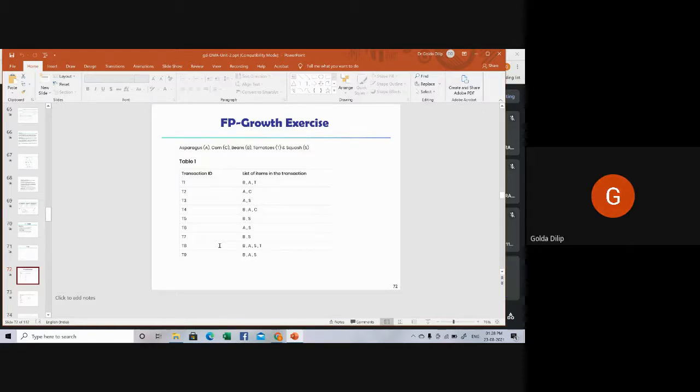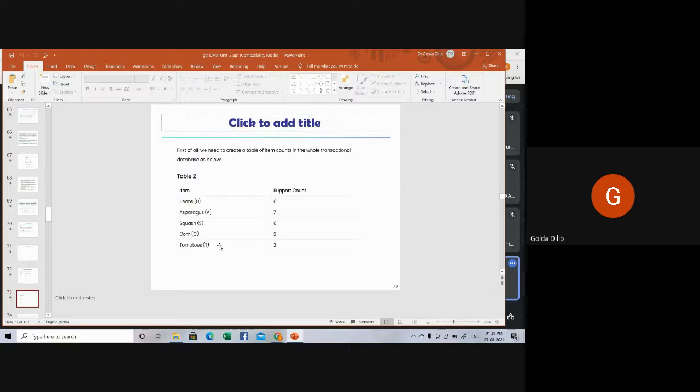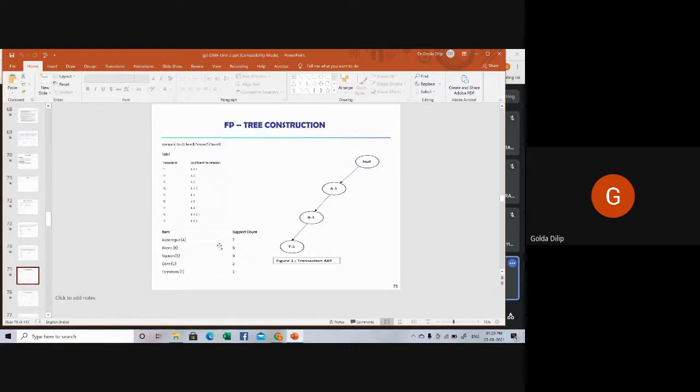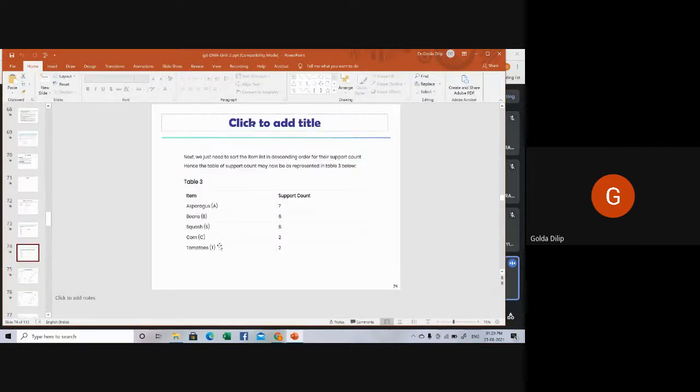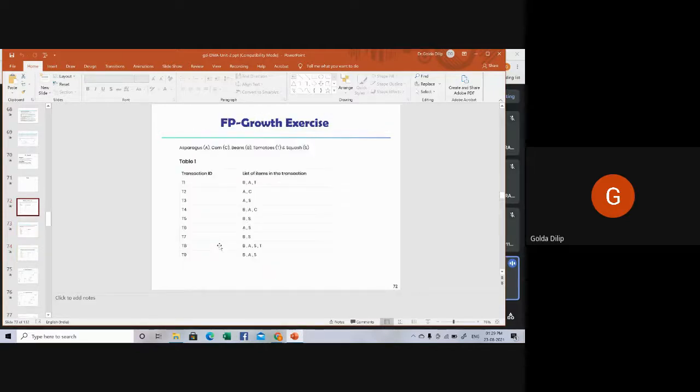Ma'am, what's the minimum support count for this question? I think it's not mentioned. You can take it as 2. Minimum support count is taken as 2. I think I didn't mention it here. Minimum support count is 2. Now start answering your attendance.